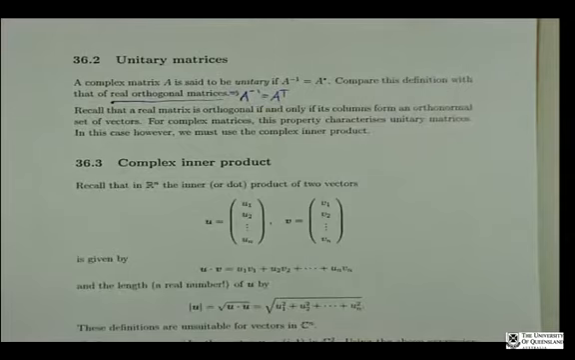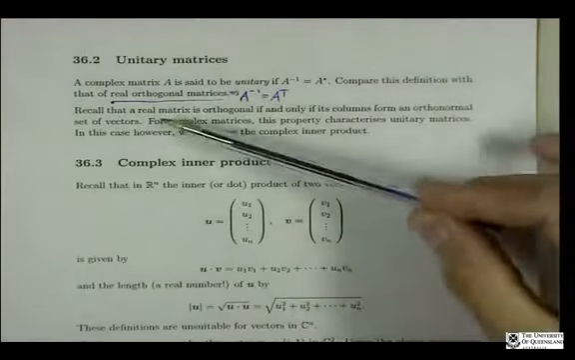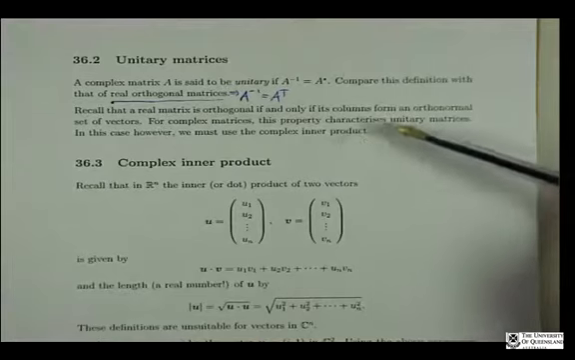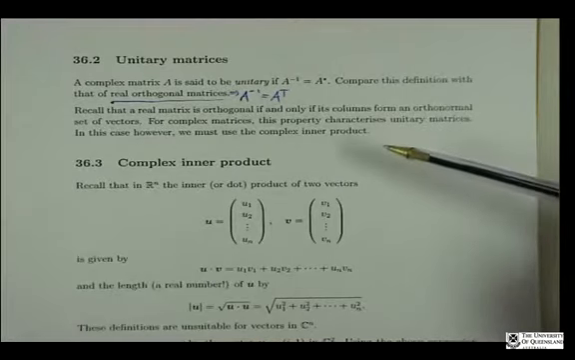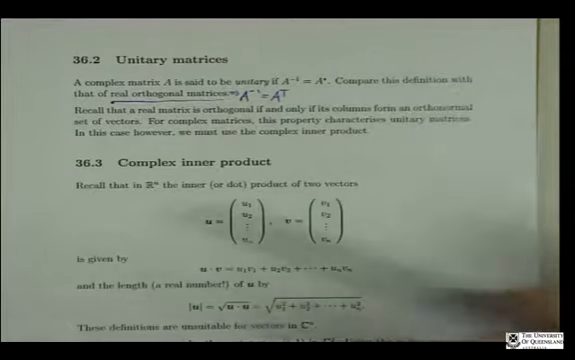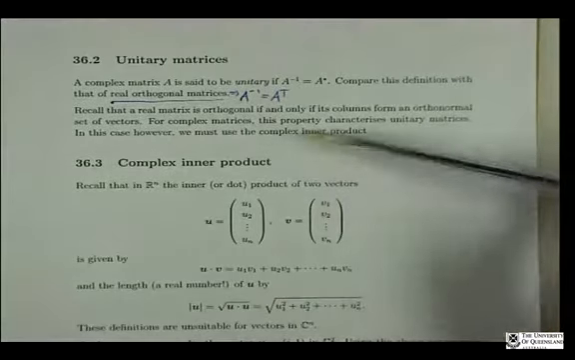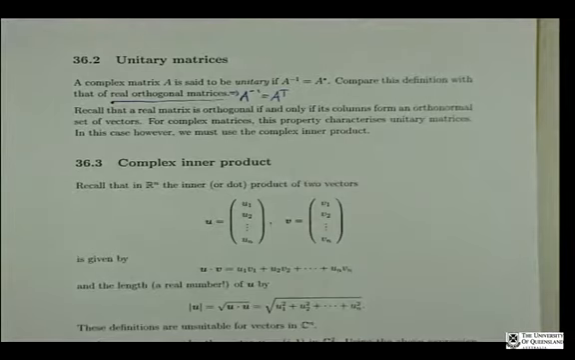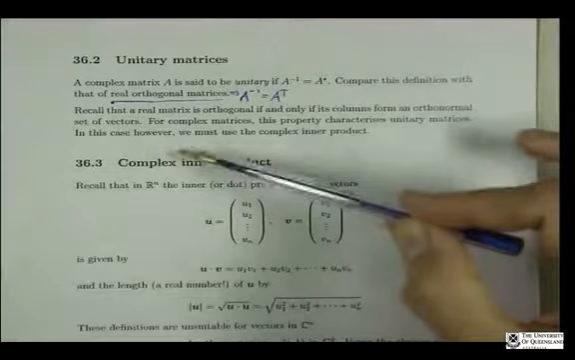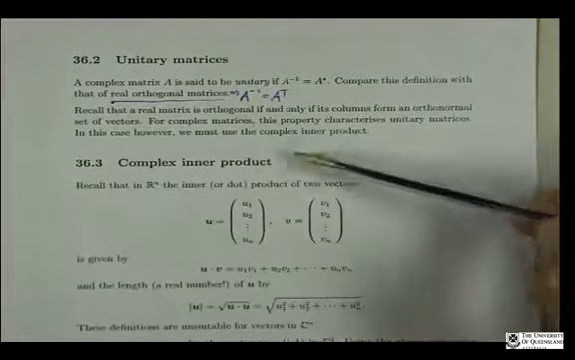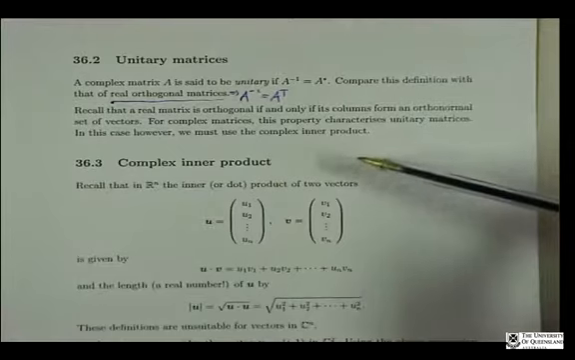Also remember this, that a real matrix is orthogonal if and only if its columns form a mutually orthogonal set of unit vectors. Oh, okay, here it says orthonormal. Now for complex matrices, this property is what characterizes the unitary matrices, except rather than using the ordinary dot product that we're used to, we need to use what's called the complex inner product or the complex dot product.